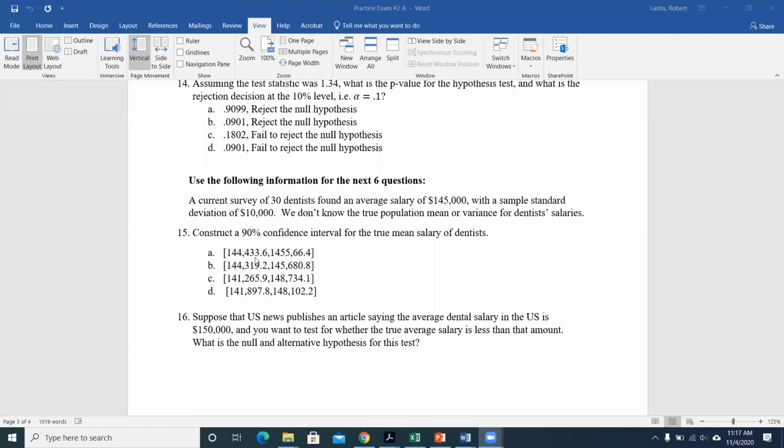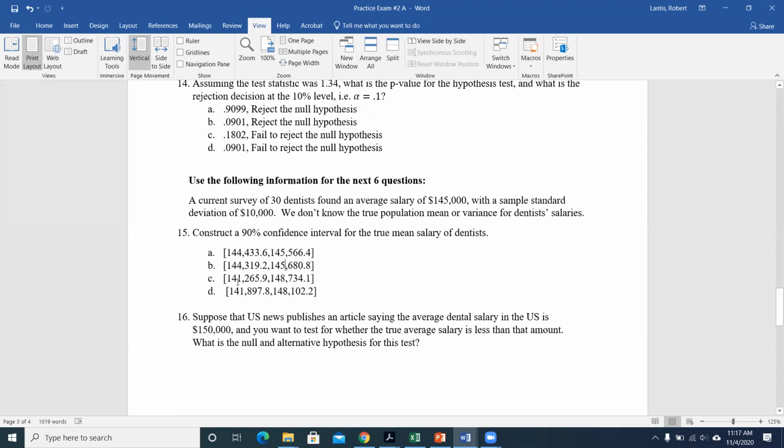if we just look at these values, I'm not sure, this one has a typo in it. The comma should be here, right? I'm not sure if we can really rule anything out because it looks like 145,000 is smack dab in the middle of all these confidence intervals.